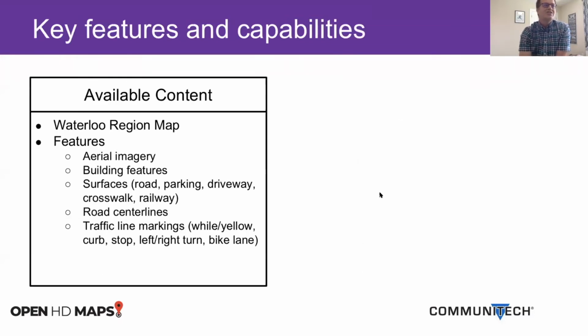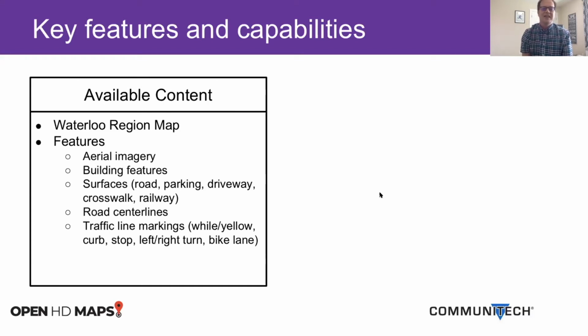So now I'm just going to jump a little bit to talk about some of the key capabilities and features of the platform itself. Right after this highlight, I'm going to hand it over to Emily to go through and demonstrate it on the platform itself. The available content that we have right now is the entire Waterloo region, so the three major cities of Kitchener, Waterloo, and Cambridge, and all the surrounding townships.